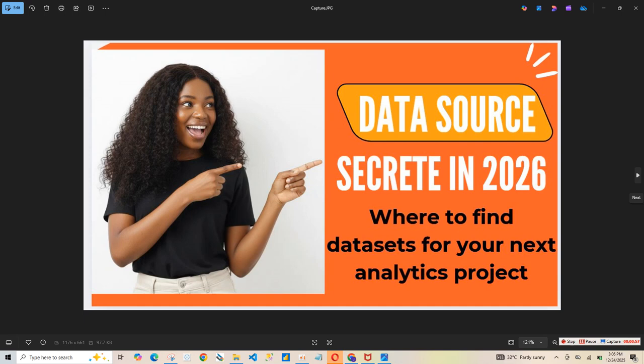So again, why does finding the right data set matter? See, many aspiring data analysts and data scientists give up, not because they can't analyze data, but because they don't even know where to get good data. So the right data set can make your analysis much easier. If you have good data, it will make your analysis easier and you will know what you want to do. It will help you tell a strong data story and also improve your portfolio and job chances. So let's start with how we can get data.